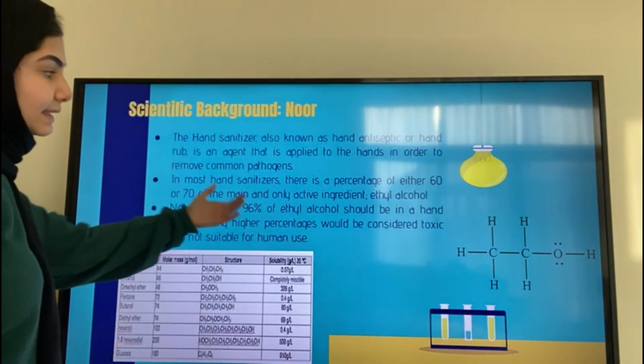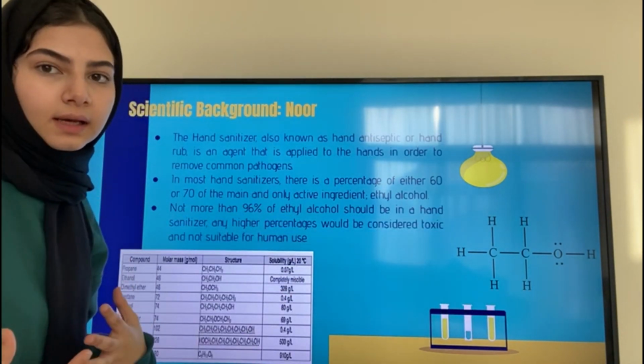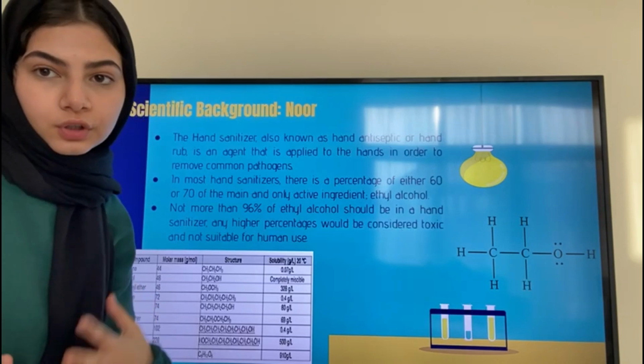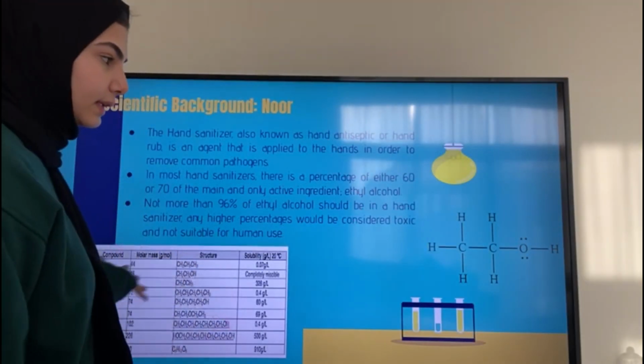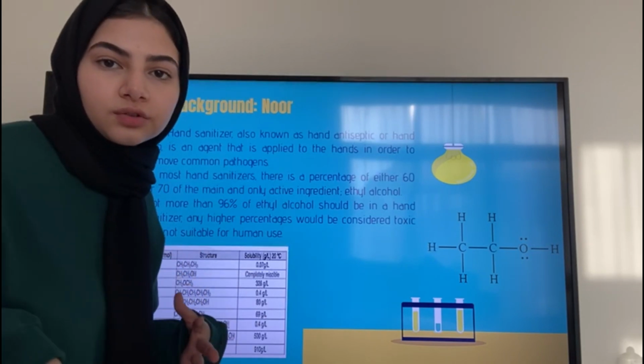Not more than 96% of ethyl alcohol should be in hand sanitizer because otherwise it would be considered as toxic or not suitable for human use. Hand sanitizers are widely available in various forms, such as foam, gel, liquid, etc.